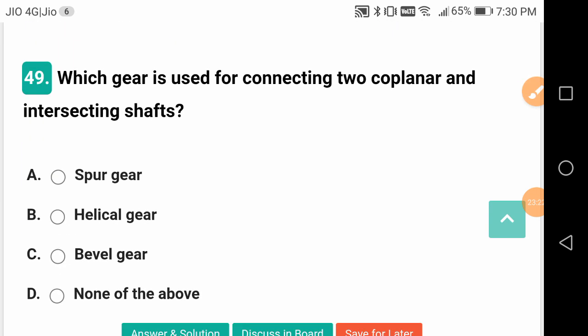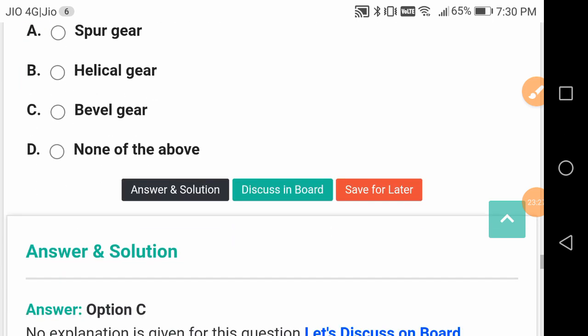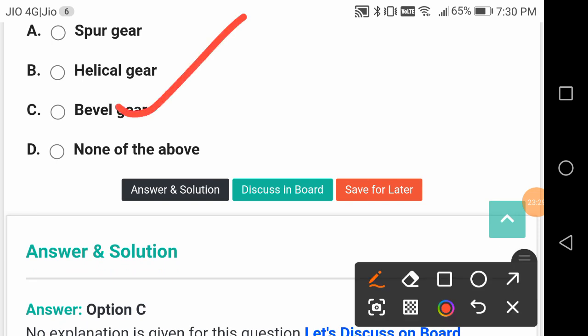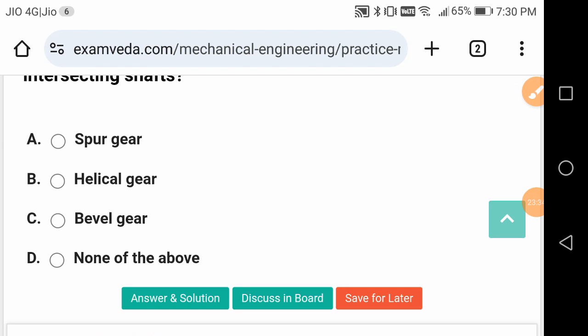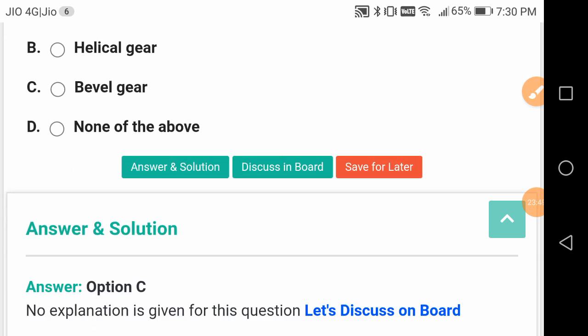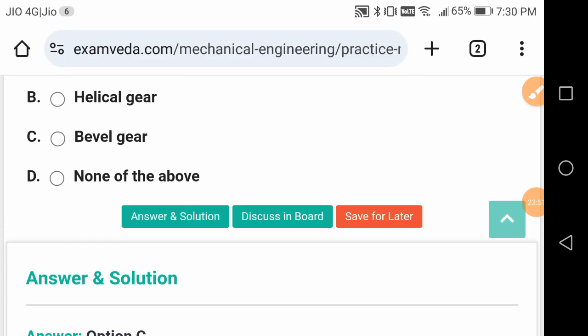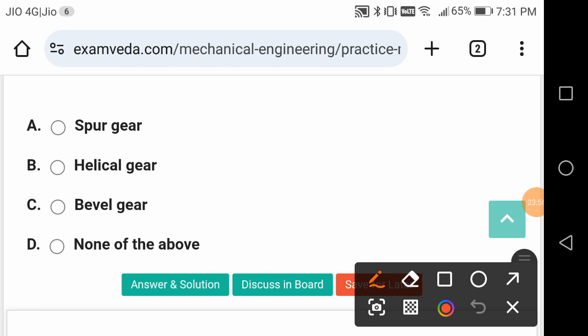Which gear is used for connecting two coplanar and intersecting shafts? It should be bevel gears. Helical gears, parallel shafts, but with inclined teeth. Spur gears, parallel shafts, but with straight teeth. Bevel gears for connecting shafts which are disposed at some angle. In bevel gears, when the angle between the shafts is equal to 90 degrees, they are called mitre gears.